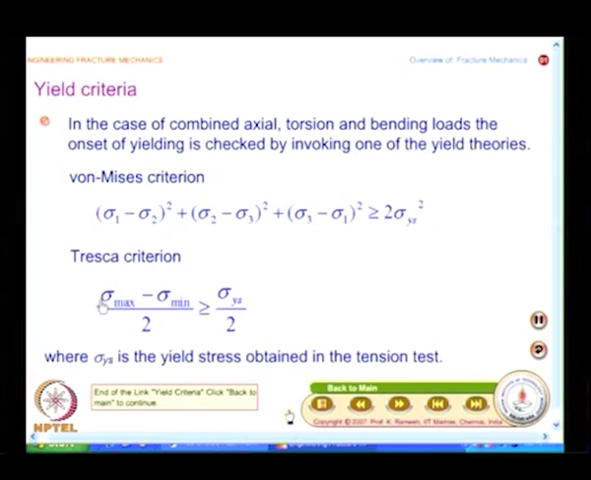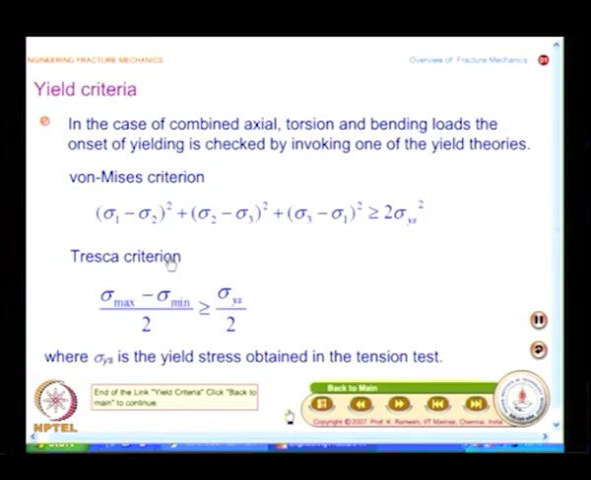It says only sigma max minus sigma min is greater than or equal to sigma ys. So, I essentially find the maximum shear stress and compare it with that in a tension test. If it is within that, yielding will not occur. If it is greater than that, then yielding will occur. And when I apply this, I have to be careful in identifying what is sigma max and what is sigma min. This is where many students make a mistake.